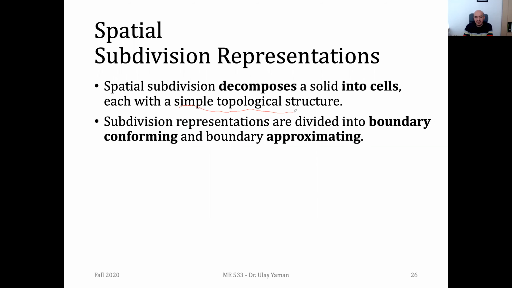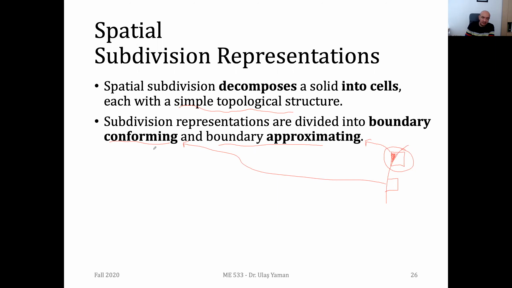Another issue is that sometimes, let's say this is a side view of the figure, you may have such curvy surfaces. But once you use a regular cube there, then we will have this amount of error in the representation. So instead, what we do sometimes, we may use conforming elements, or sometimes boundary approximating. So this part is boundary approximating; since it's an approximation, we have error. But if you use such a shape, then that will be a boundary conforming element in your subdivision.